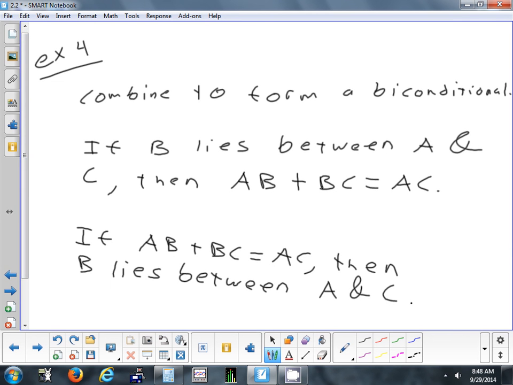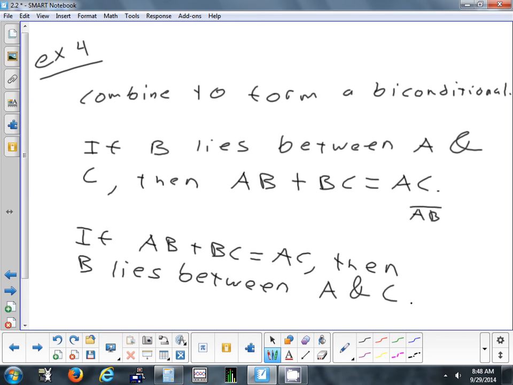All right, so now I'm asking you to do exactly what I just said earlier. I want you to take these two separate statements. If B lies between A and C, then AB plus BC equals AC. And its converse. If AB plus BC equals AC, then B lies between A and C, and combine it into a single biconditional. Does anybody remember the name of this? We studied this early on. Anybody remember what that's called?